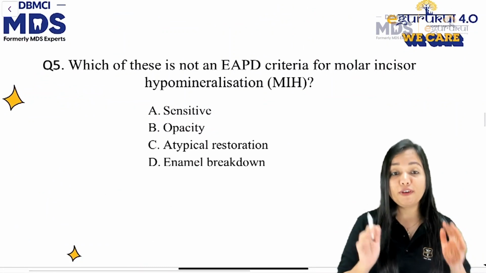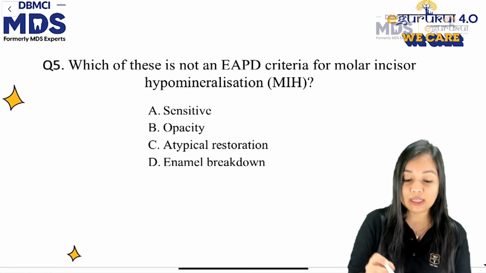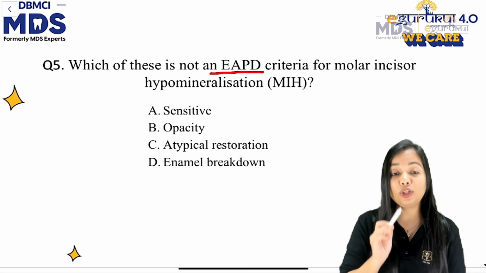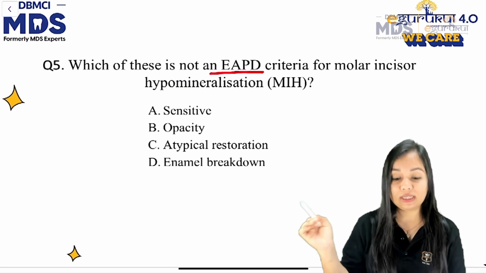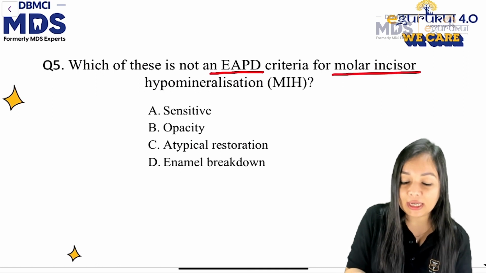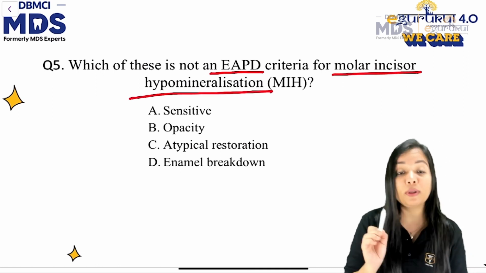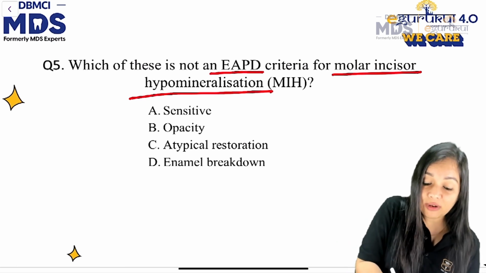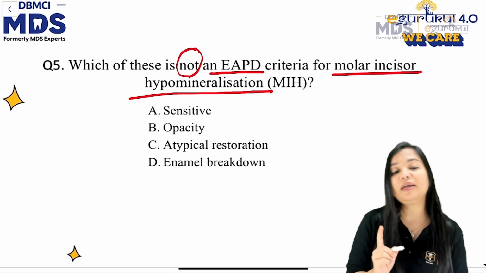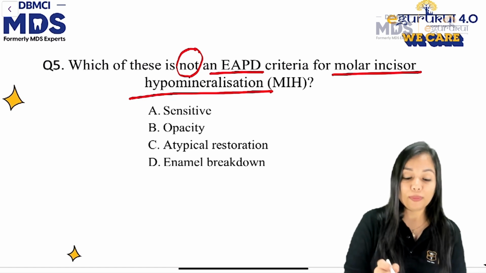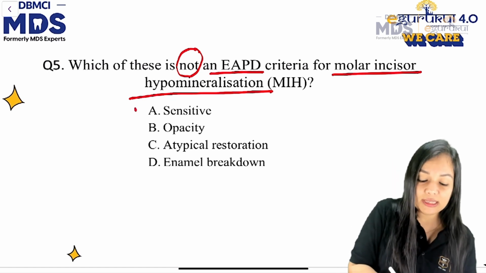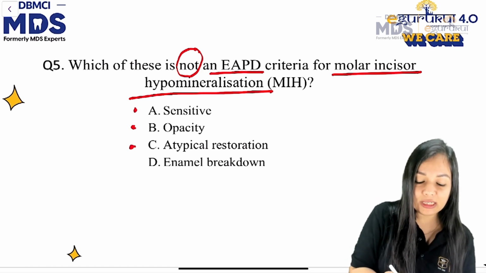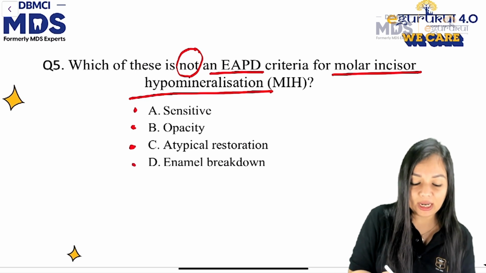Right? The fifth question is, which of these is not an EAPD criteria? That's the European Association of Pediatric Dentistry criteria for MIH, that is molar incisor hypomineralization. So what they've asked is, which is not an EAPD criteria. The options that they've given are sensitive teeth, opaque teeth or opacity, atypical restoration, and enamel breakdown.